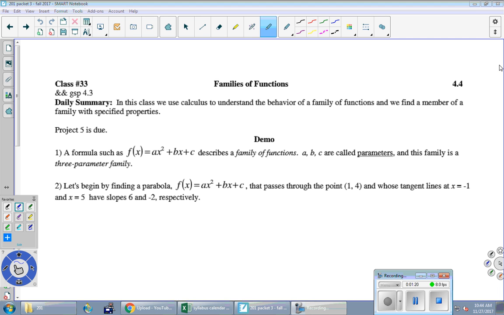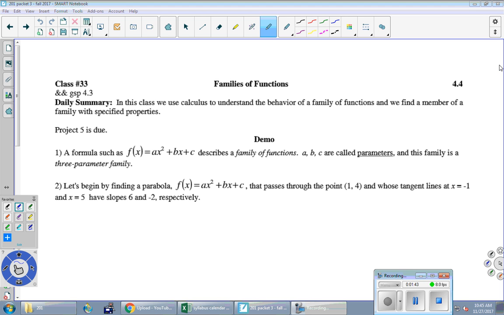All right. Here we go. A formula such as f of x equals ax squared plus bx plus c describes a family of functions. It is an infinite collection of functions. In this case, we know the word to describe the graph. What word describes the graph of those things? It is a polynomial, but what's the name of the graph where it's a degree 2? Parabola, right? This is a parabola.